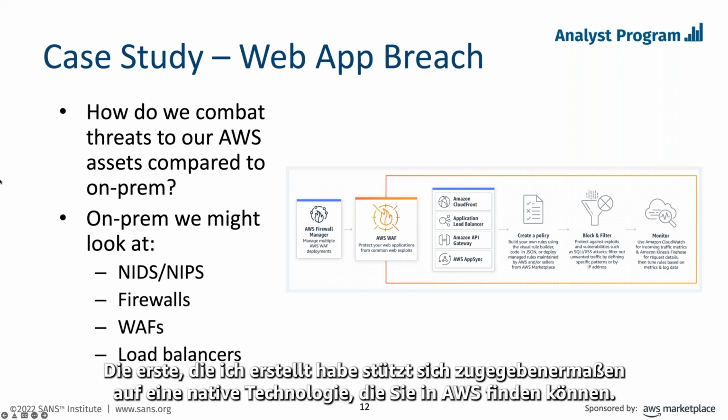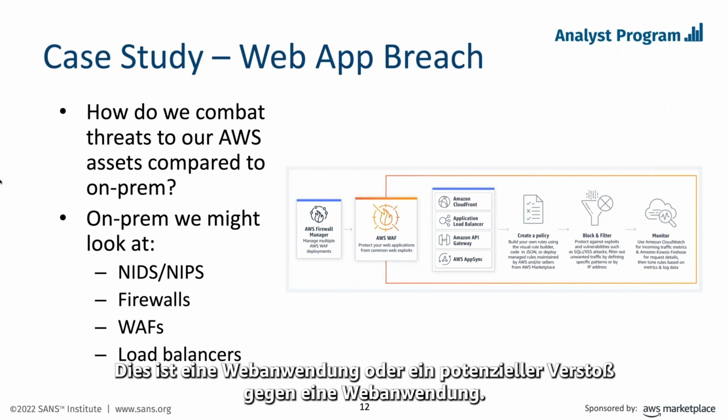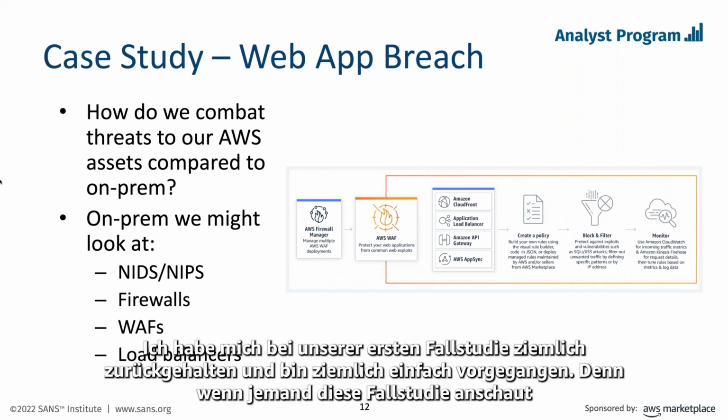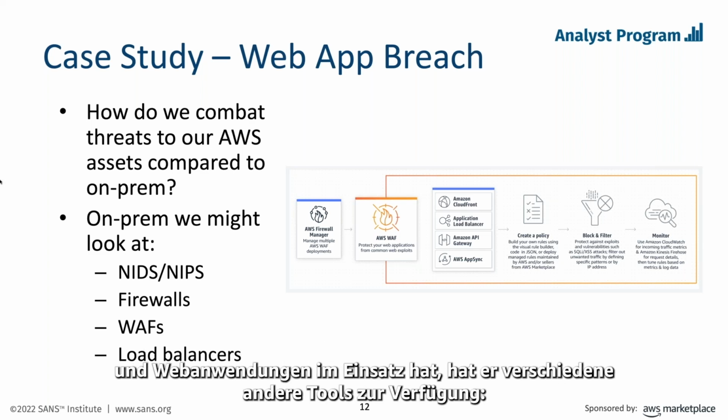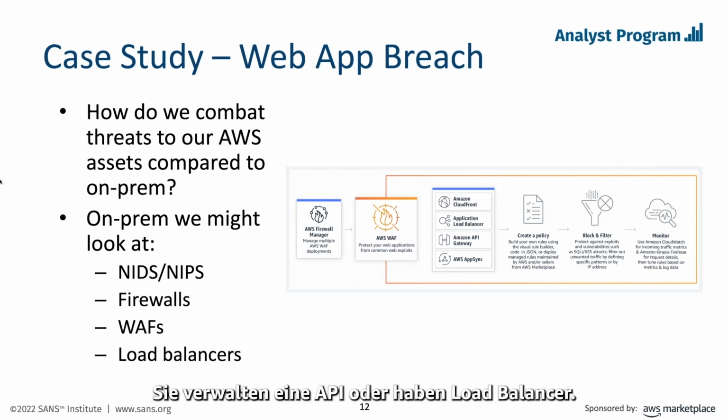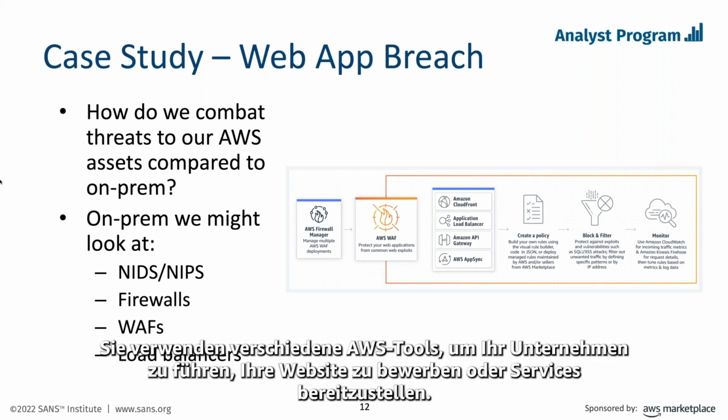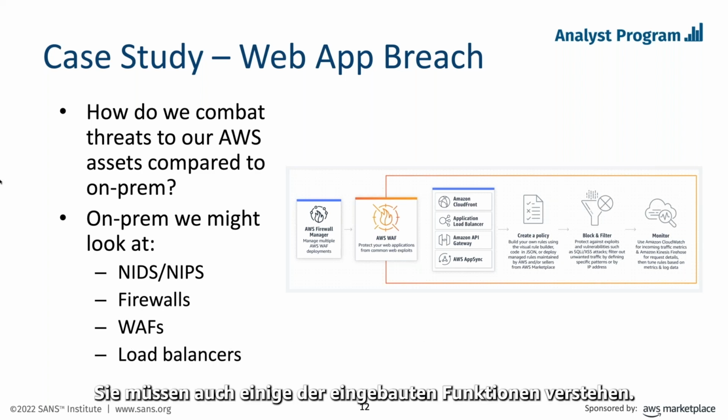So the first one I drew up, and this one admittedly relies on some native technology that you can find in AWS. This is a web application or a potential web application breach here. Now, I went pretty low and pretty easy on our first case study here, because if anyone's watching this and you've got web applications deployed out there, you've got various other tools, you're managing an API, or you've got load balancers, you're using different AWS tools out there to help guide your business or help promote your site or deliver services, you need to understand some of the functionality you've got built in as well.